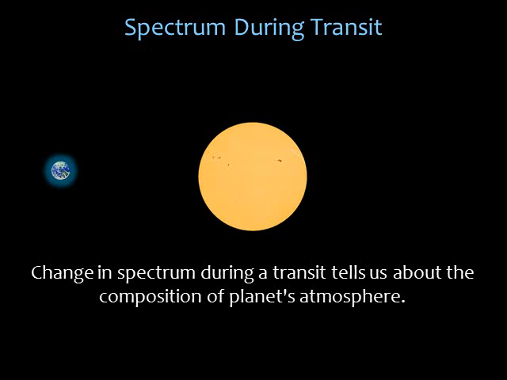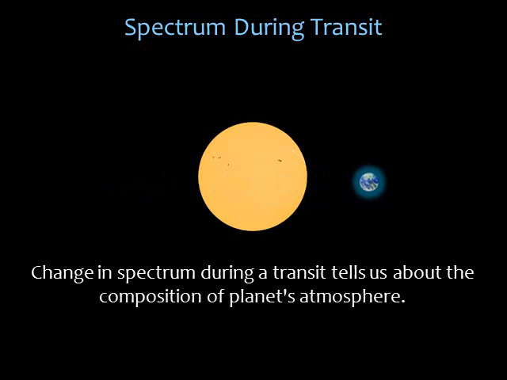We can get more information about a planet's atmosphere from the transit method. When the planet moves in front of the star, it's like its atmosphere is in front of a hot light bulb. This means absorption lines from the planet's atmosphere will show up in the spectrum. We can get elements in the atmosphere from that.